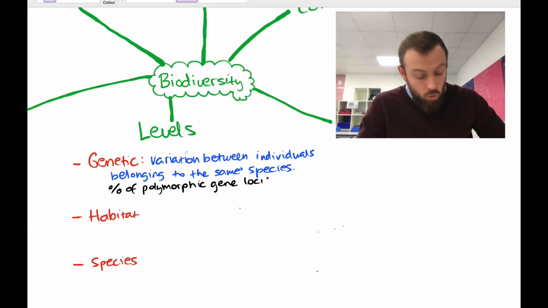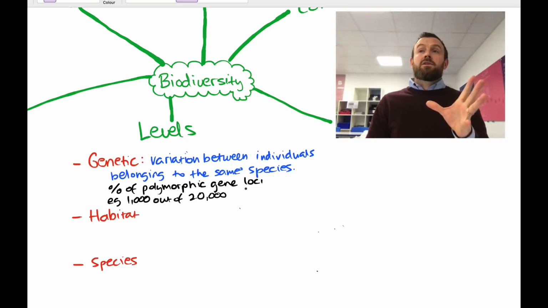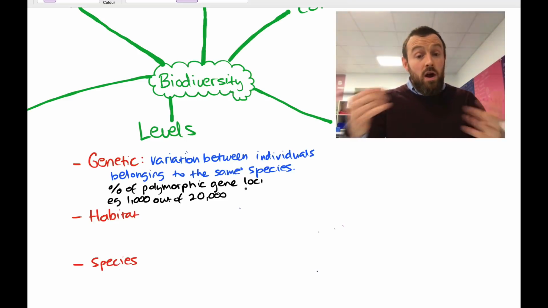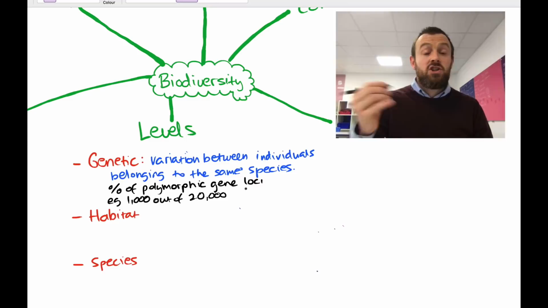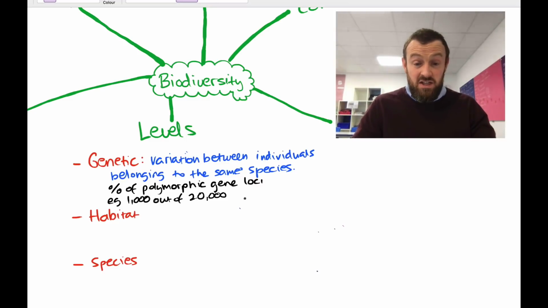So let's say an organism has 20,000 genes. For example, if 1,000 out of 20,000 genes have at least two or more alleles, then we could work out the percentage genetic biodiversity of that species. So this calculation would be 1,000 divided by 20,000, I'll just simplify to 1 divided by 20, which would equal 5%.